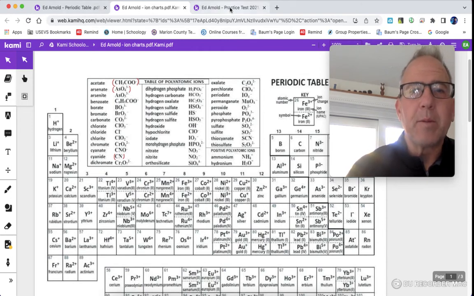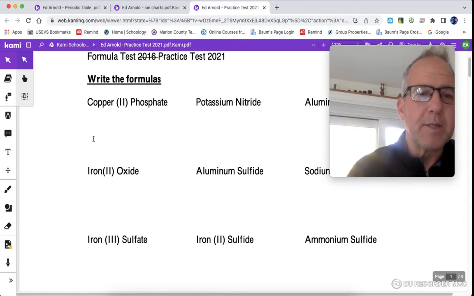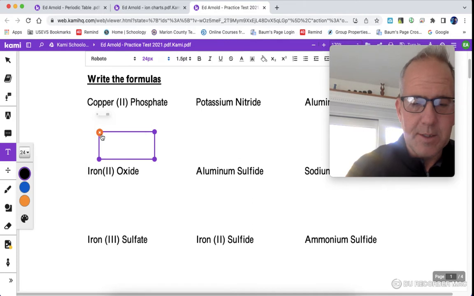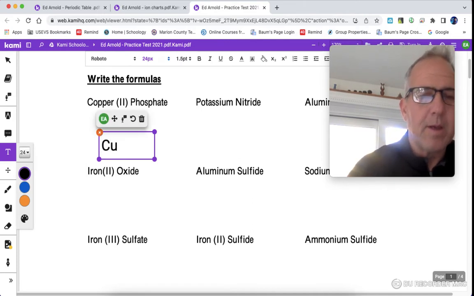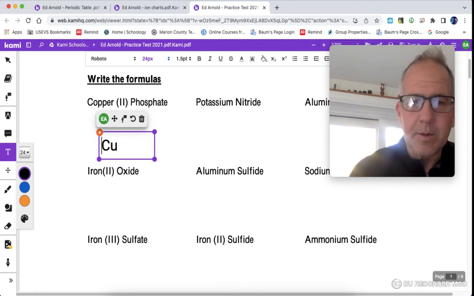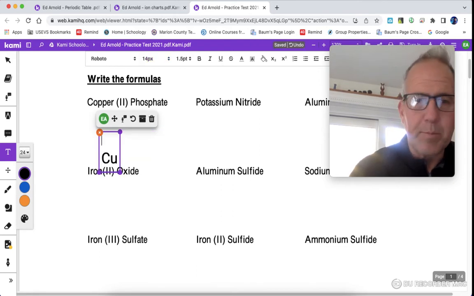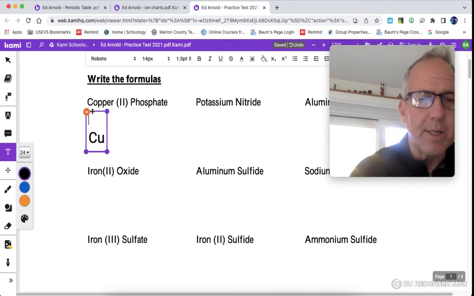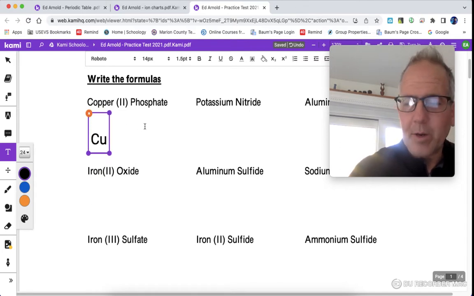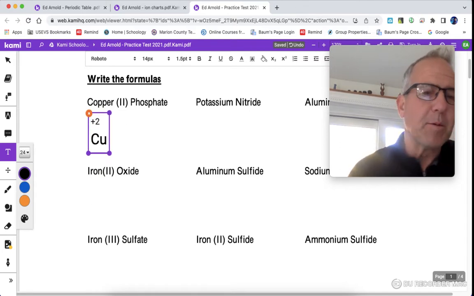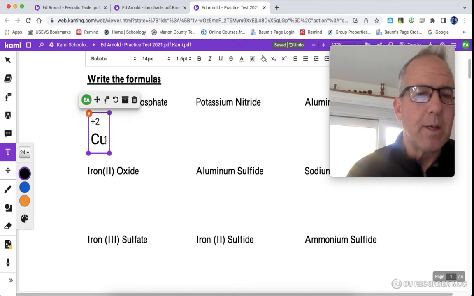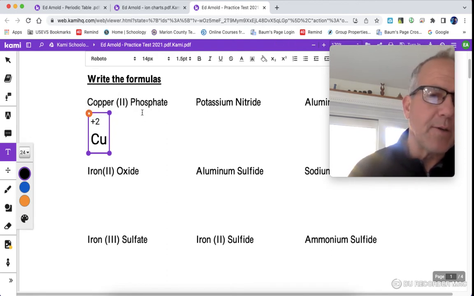I'm going to go back to my practice test, and I'm going to type Cu. Then I'm going to use my arrow buttons to go into the front of the Cu, push return and go up one click, and I'll have room where I can write the charge. So there's copper plus 2. Now that's with a phosphate. Look at that last name, it's "ate." That's got to be a polyatomic ion.